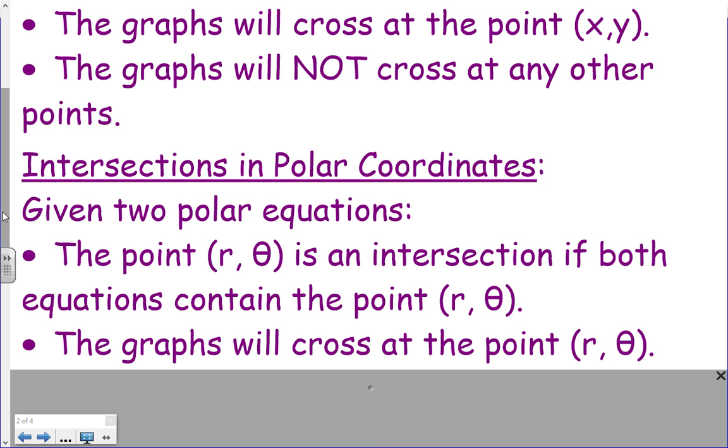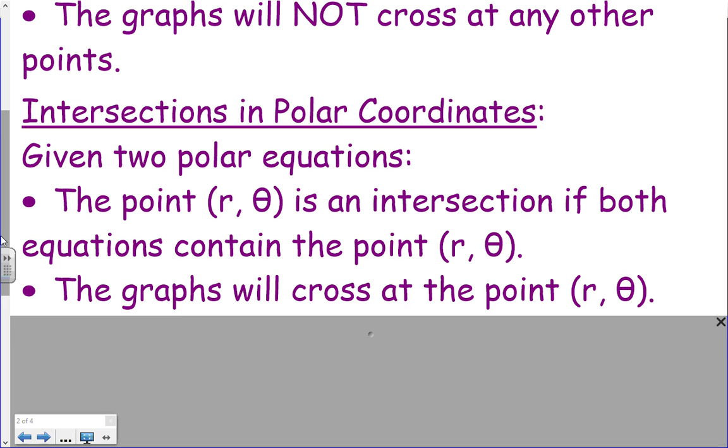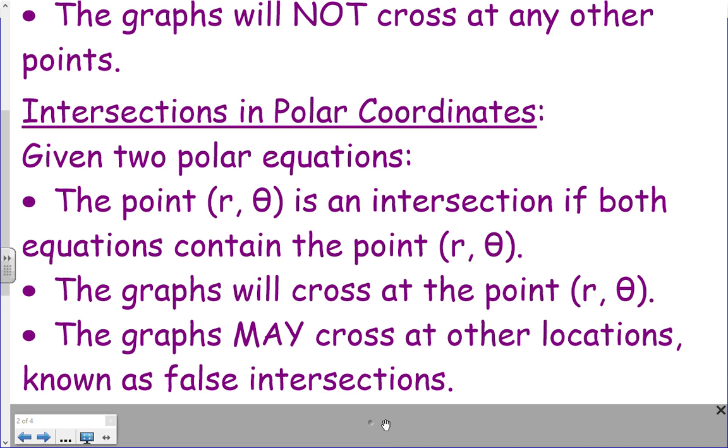And here's the one thing that's a little bit different and perhaps a little bit odd to us, because we have not seen this before with Cartesian. When you look at a polar graph and you're looking for those intersections, you may find that your graphs actually cross at other locations in which r and theta are not the same. And these are what we call false intersections. These are those places where the r values are the opposite, or the theta values differ by a multiple of 360 or something like that. Those are the false intersections we're going to find.